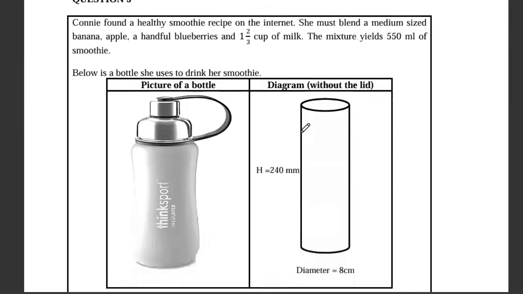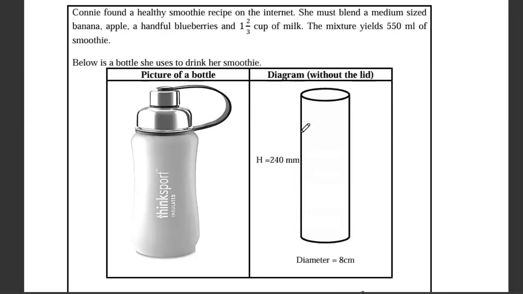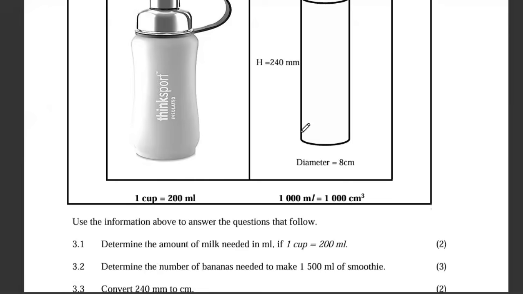Okay, question number 3. Connie found a healthy smoothie recipe on the internet. She must blend a medium-sized banana, apple, handful of berries, and 1 and 2/3 cup of milk. The mixture yields 550 ml of smoothie. Below is a bottle to drink her smoothie. It's in a cylinder format.